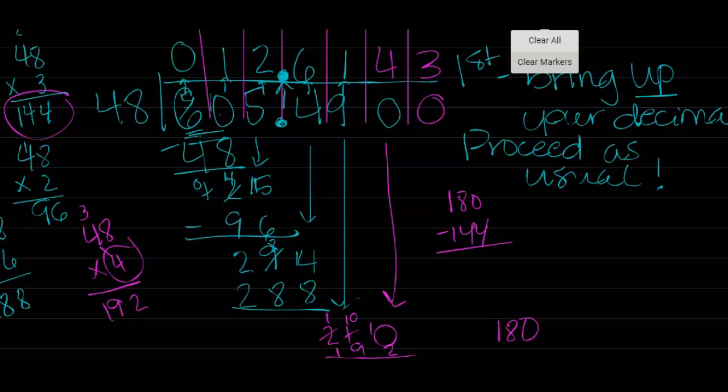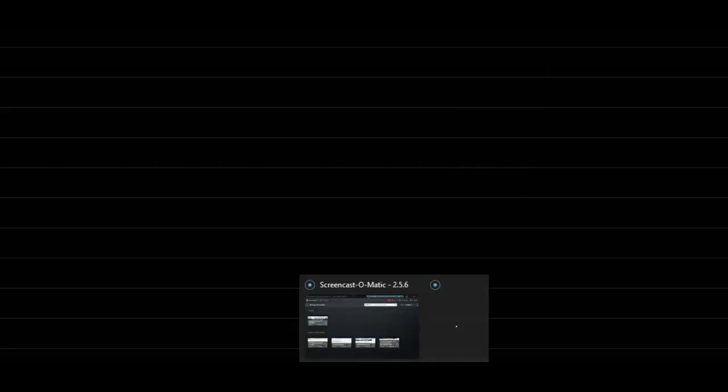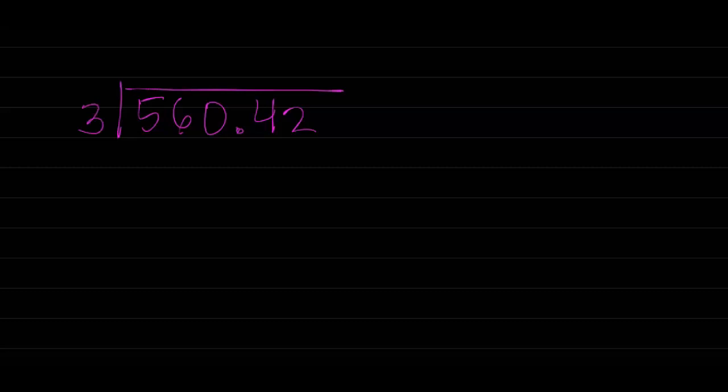Let's see. Clear all. Well, let's do one more problem, okay? One more problem. Just dividing by whole numbers. Okay, let's do 560 and 42 hundredths divided by, let's just do a single digit number. Let's do by 3. Okay.